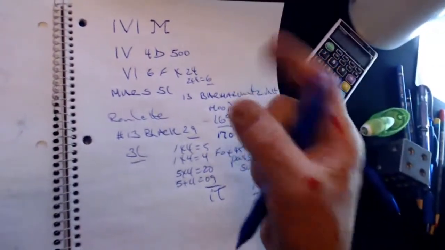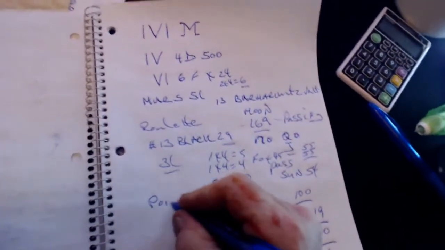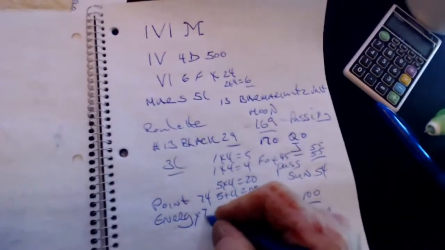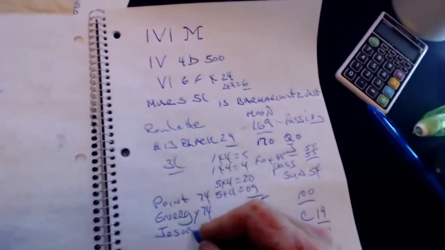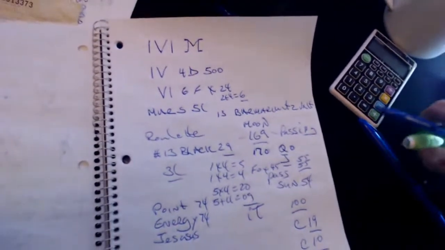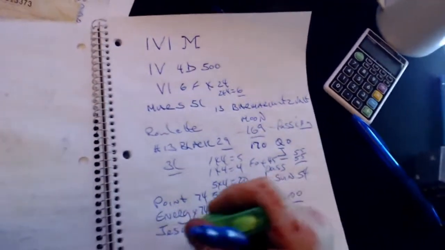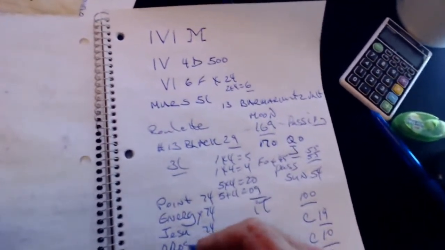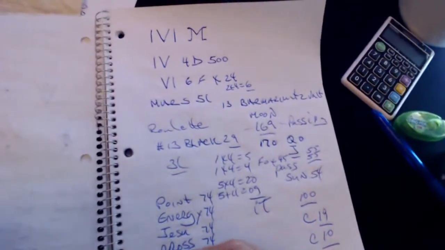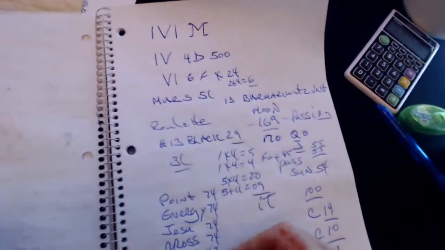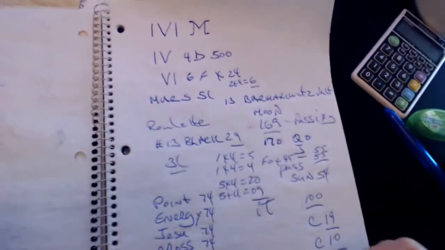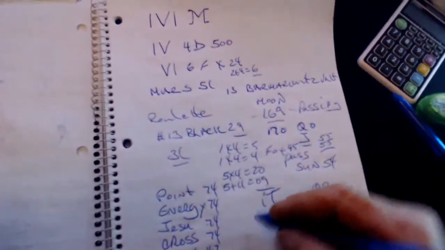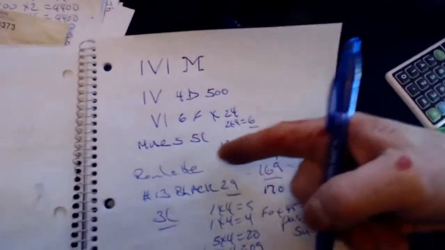Anyways, let me just finish with why Mars is the points card. First of all, the word point is 74. Energy is 74. Jesus, whoa, I got a lot of U's in there. Jesus is 74. Cross is 74. And so ironic that time is 47. So the mathematics are all going to turn out the same. Now, why do we have Mars point? Because the numeric value for Mars is 51.